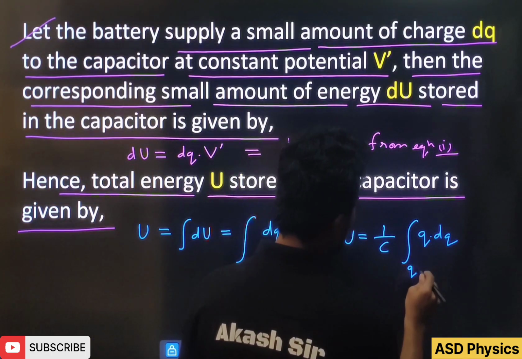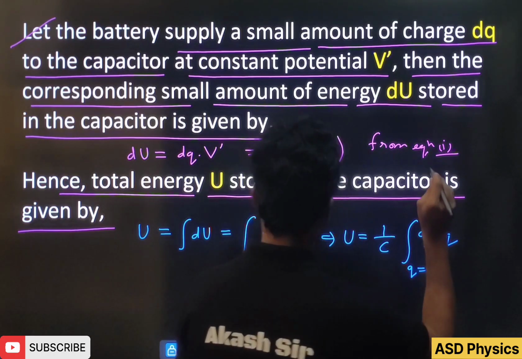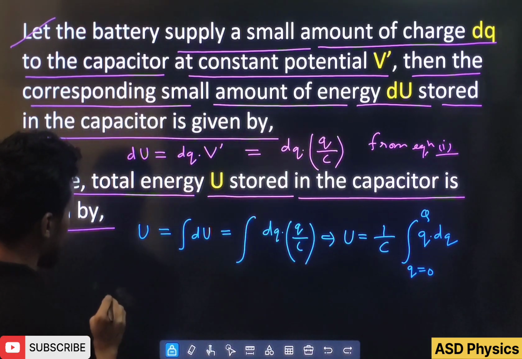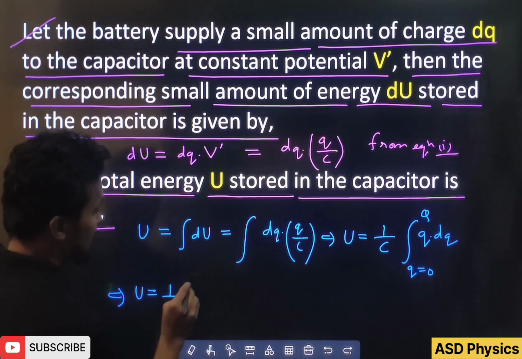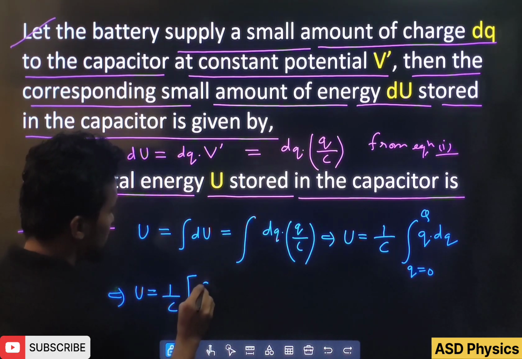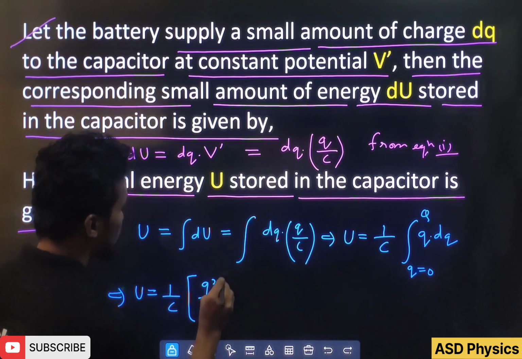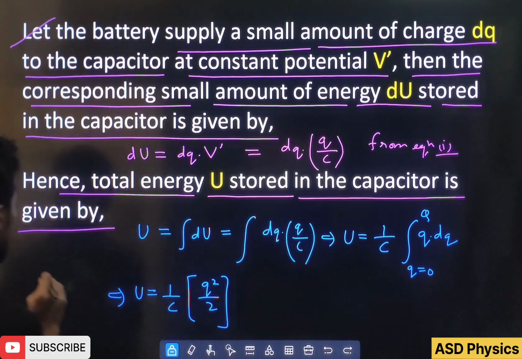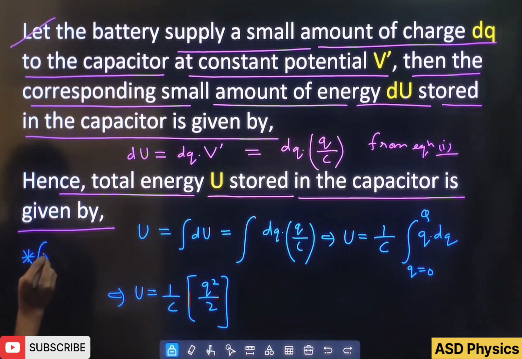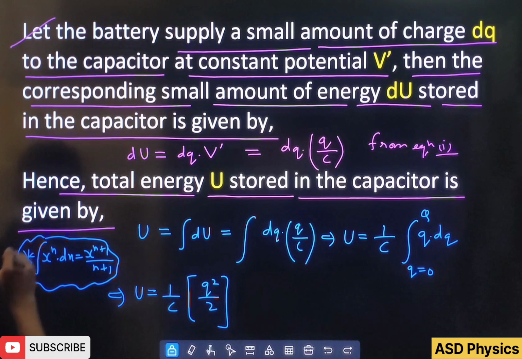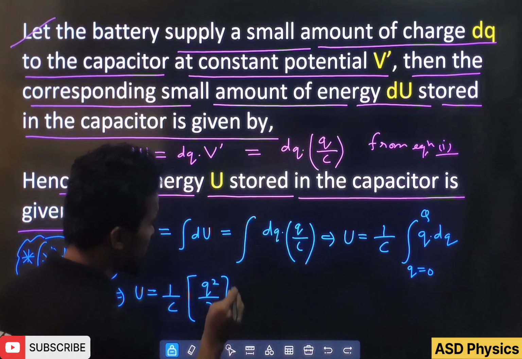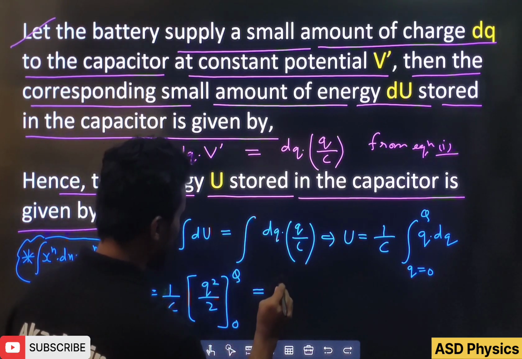We have to integrate from Q equal to 0 to capital Q. Okay, so students, after that, what can we write here? U equal to 1 by C, and the integration of Q dq will be given here as Q square by 2, using the formula. Which formula is there? I think you know this formula very well: integral of x to the power n dx is equal to x to the power n plus 1 by n plus 1. This formula we have used here. So what is coming here? Q square by 2. Limits from where to where? 0 to capital Q.